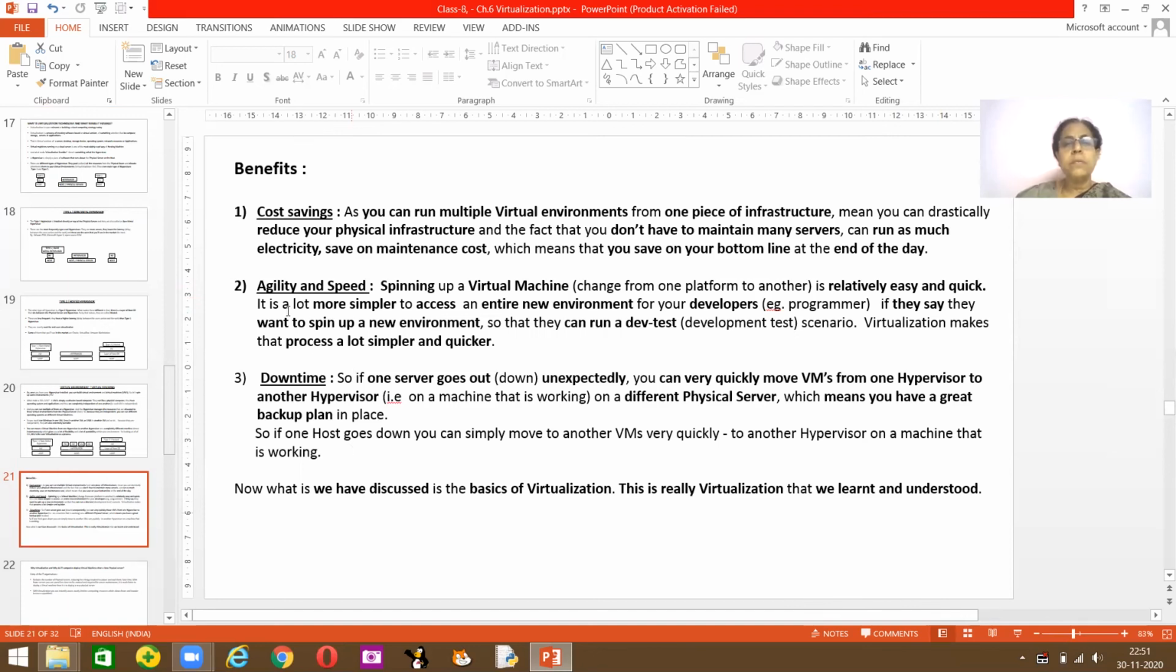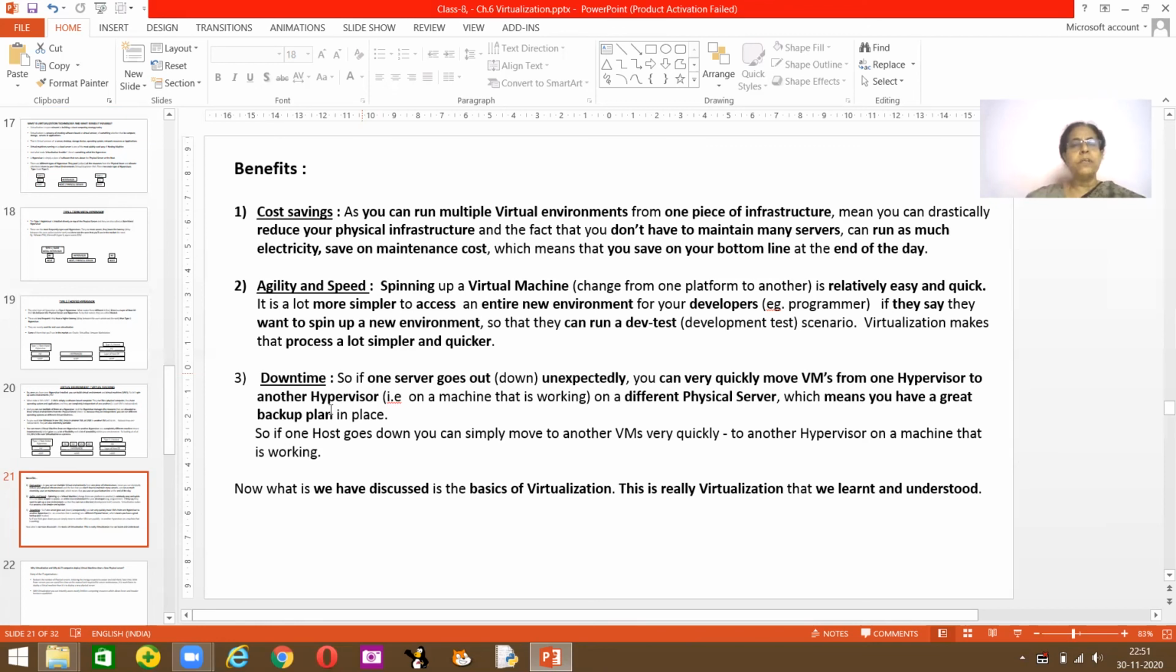So it's a lot simpler to access an entire new environment for your developer. So suppose you're a developer, that is your programmer. If he did the program on one operating system like Windows, and then he does not get a proper result or output, you can just spin him to another new environment. So to develop his test, he can try it on different ones so that you can run a dev test, means a developer test. So you can run the same program on many operating systems to check it out. So virtualization makes the process much simpler and quicker.